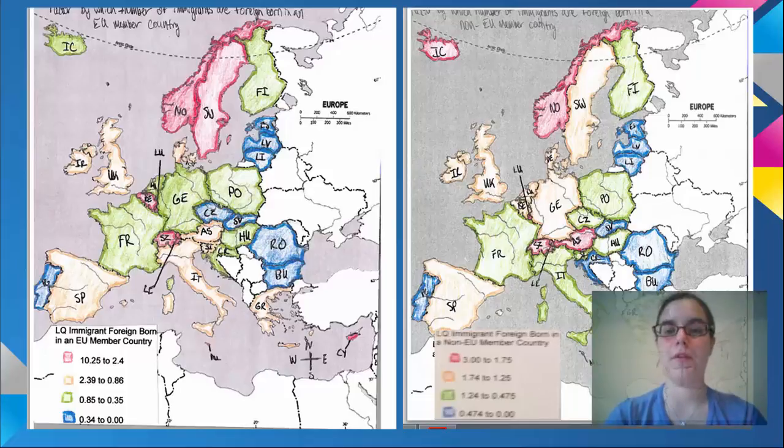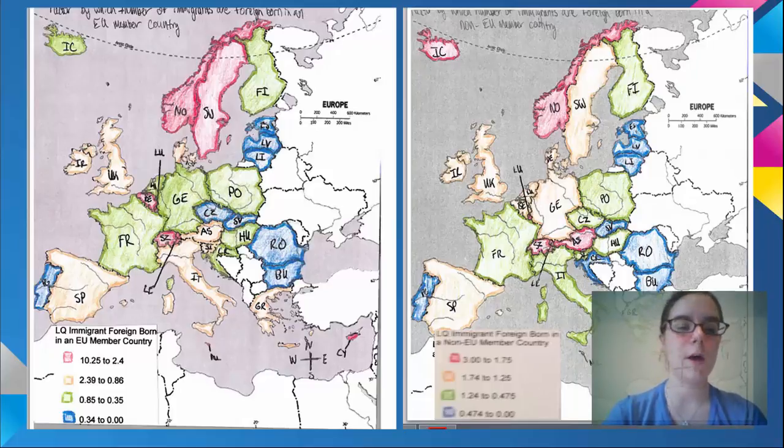I decided to put both of the maps right next to each other so you could see exactly what changes are made. In the map on the left, the LQ of immigrants foreign-born in an EU member country, Iceland is in like the third category. And then for the LQ of immigrants foreign-born in a non-EU member country, it jumps up to the highest category. As I said before, the European ratio for immigrants foreign-born in an EU member country was like 23 per 10,000 people, and then for the right it was 31 per 10,000 people.